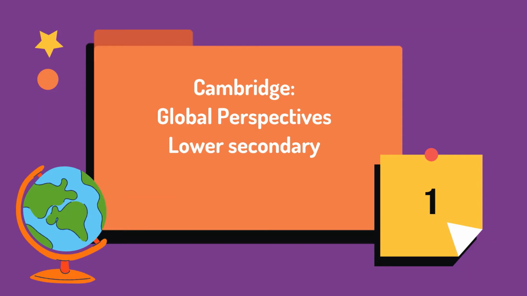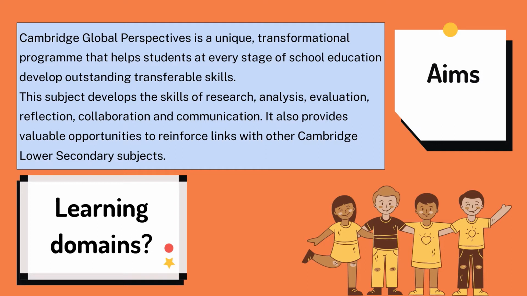The first curriculum we are going to examine is the Cambridge Global Perspectives program for lower secondary students. The Cambridge Lower Secondary is typically for learners aged 11 to 14 years to help prepare them for the next step of their education. The aim of the Cambridge Global Perspectives program is to help students develop outstanding transferable skills. This subject develops the skills of research, analysis, evaluation, reflection, collaboration, and communication. It also provides valuable opportunities to reinforce links with other Cambridge lower secondary subjects.